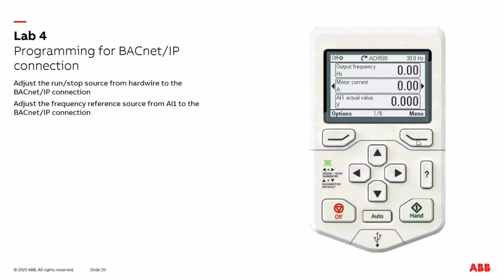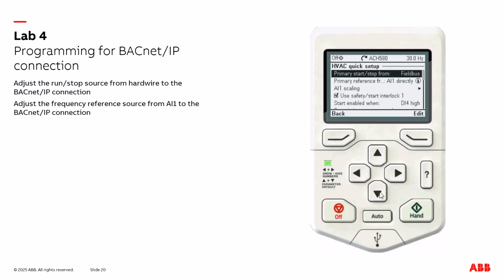Now to program the drive so the run stop and frequency reference come over BACnet IP, we're going to go to main menu, primary settings, and HVAC quick setup again. And at the top of the list, we have the option to adjust where the primary start stop reference comes from. By default, as before, it was set up for DI1, digital input 1. We're going to change this, and we're going to set it to fieldbus. Make sure you set the fieldbus, not embedded fieldbus. This is a fieldbus option card for BACnet IP.